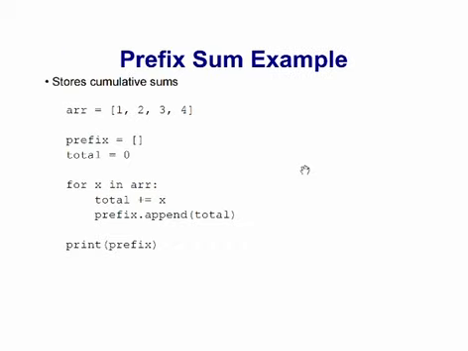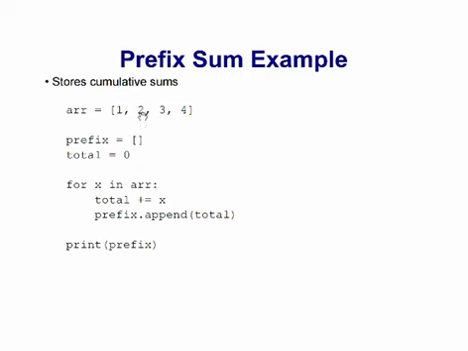Then let us take the prefix sum example. Prefix sum is a technique where we store cumulative sums of an array. So here the array 1, 2, 3, 4 is given. So what is the prefix value now? For 1, the prefix will be 1, and it will be printed as 1.